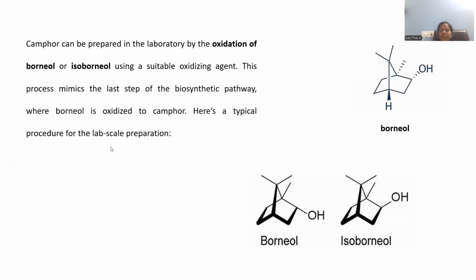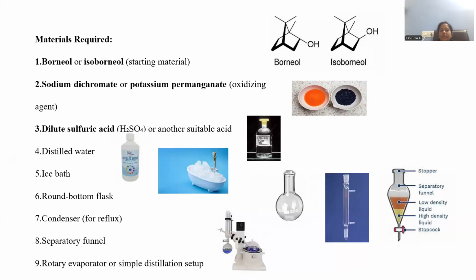Here is the typical procedure for the lab scale preparation. In order to synthesize, we need these chemicals. Let me explain in detail. Borneol or isoborneol should be taken. Both are represented, and both are bicyclic compounds. Here you can find the gem dimethyl, and here we have a bridgehead methyl on the bridgehead carbon. Between borneol and isoborneol, the only distinctive change is the orientation of the hydroxy.